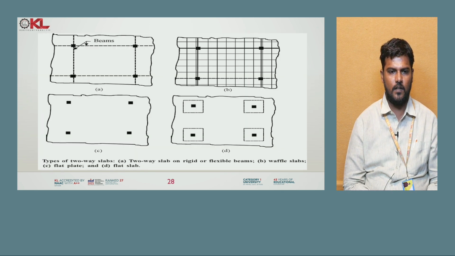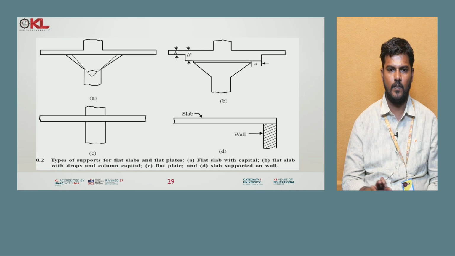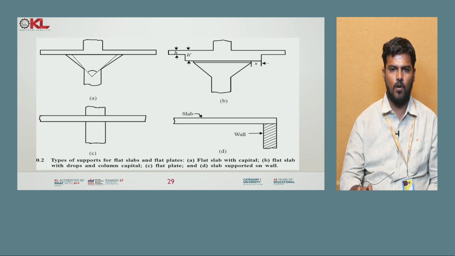Coming to the different types of two-way slabs. The first one is the two-way slab on rigid or flexible beams, connected with beams. The second one is the waffle slab, and the third is the flat plate, which is directly supported on just the columns. The next one is the flat slab with cover. Next, coming to the different types of support for flat slabs and flat plates. The first one is the flat slab with capital, and the next is the flat slab with drops and column capital. The next one is the flat plate. The next one is the slab supported on the wall.